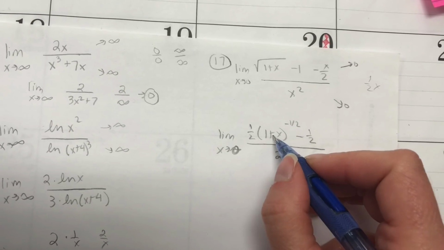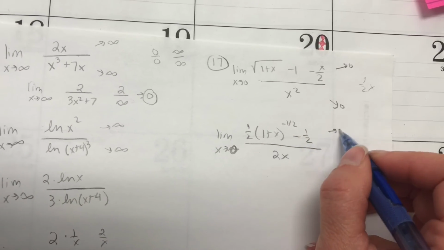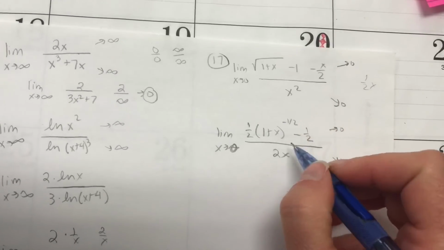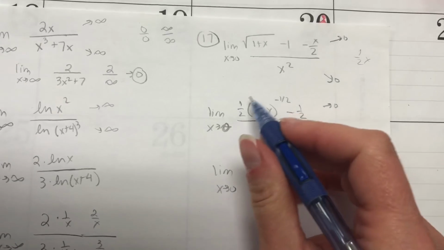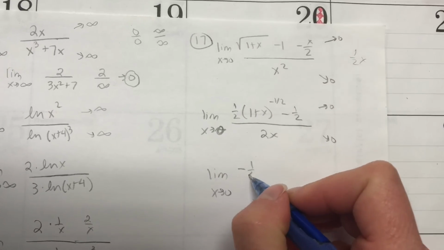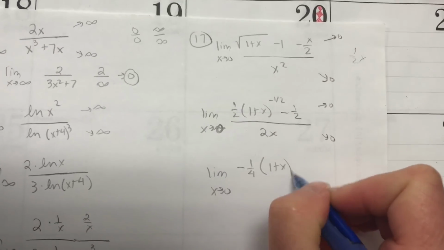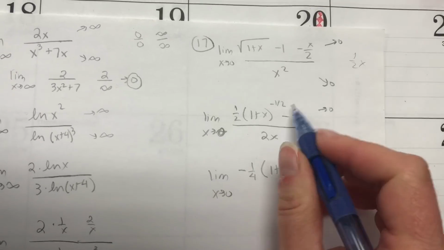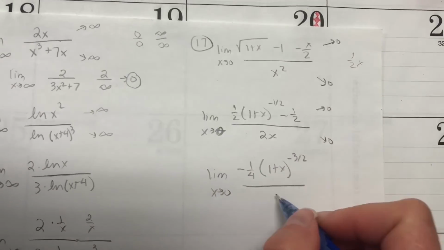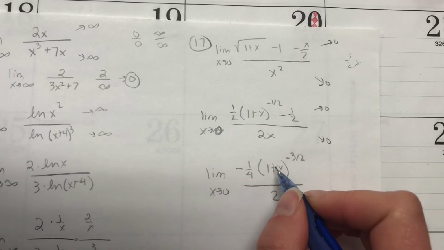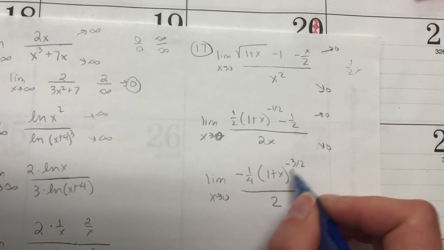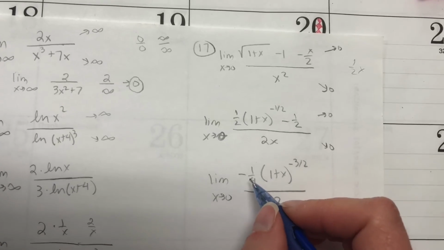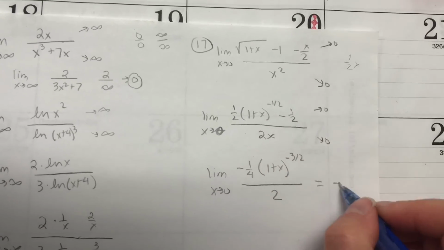So if you go to plug 0 in again, you still get 0 over 0. So we have to do it again. So now bring this negative 1/2 down, it will be negative 1/4 times (1 plus x) to the negative 3/2, and then the minus 1/2 will go away, all over 2. Now we're going to plug 0 in again. So 1 plus 0 is 1 to the negative 3/2 power, that'll still be 1. So this ends up being just negative 1/4 over 2, which is negative 1/8.